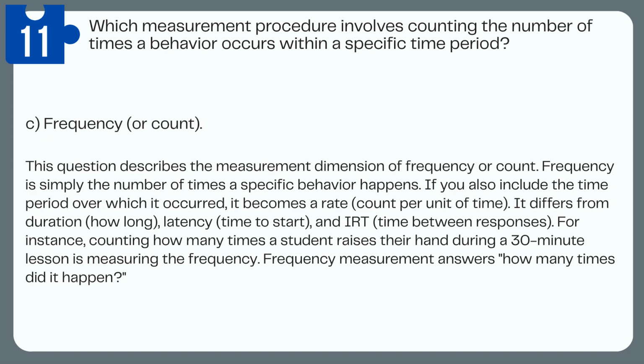Answer C. Frequency, or count. This question describes the measurement dimension of frequency or count. Frequency is simply the number of times a specific behavior happens. If you also include the time period over which it occurred, it becomes a rate, count per unit of time.